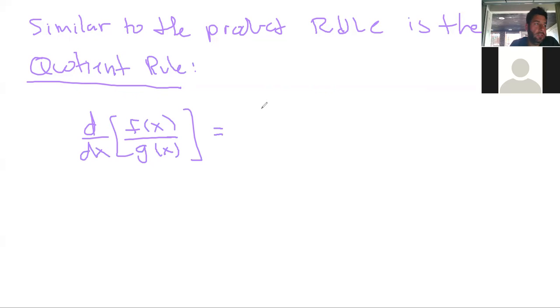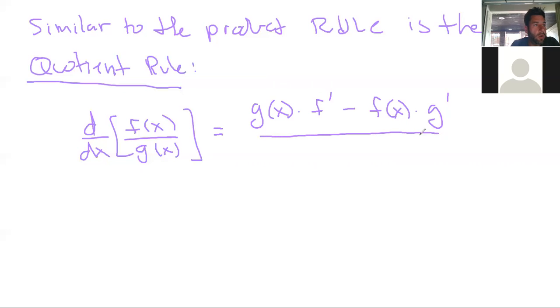You take the bottom function times the derivative of the top minus the top times the derivative of the bottom, all over the bottom function squared.